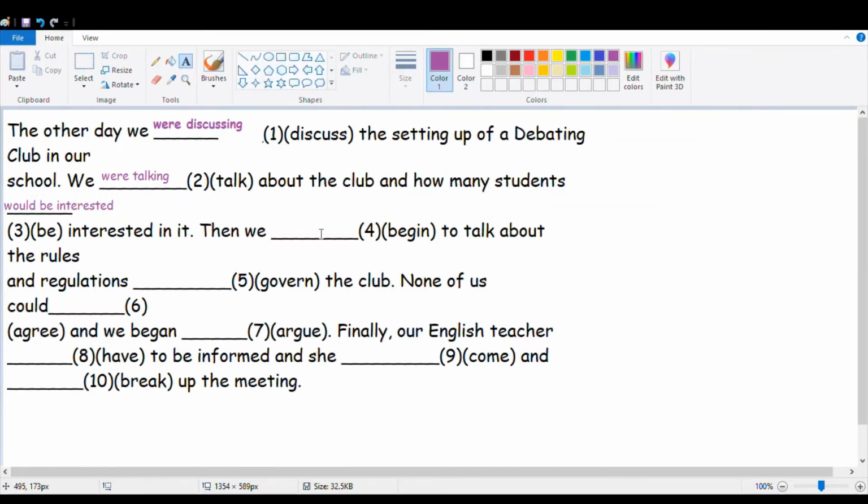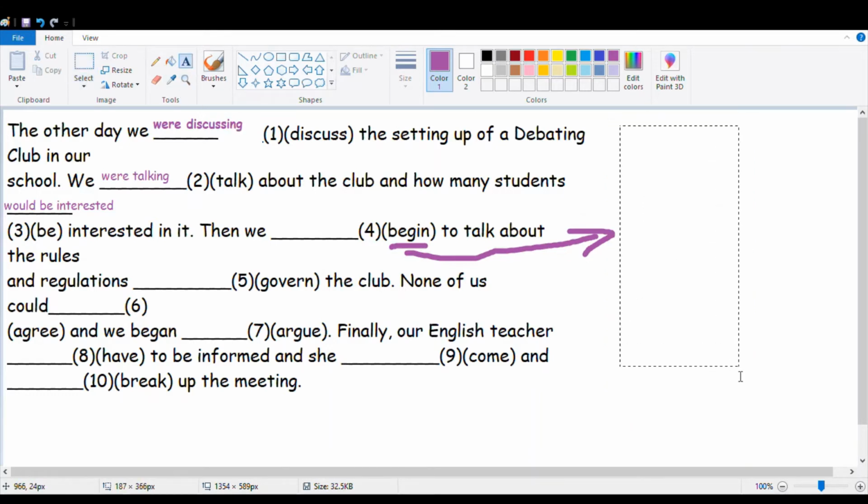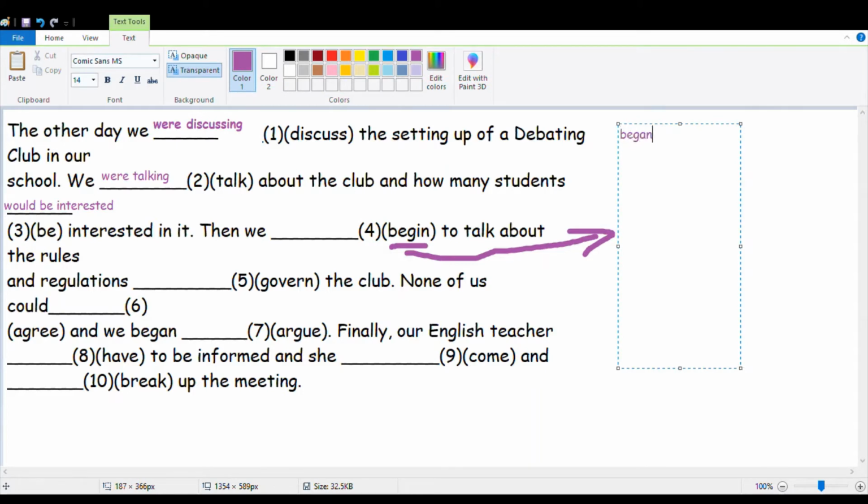Okay, we go on to number 4. So it says then we dash begin. Okay, so begin is our word, and it says begin to talk about the rules and regulations dash govern the club. Okay, so what are the different possibilities? Now we are still in the past tense, right? Still talking about something that has happened in the past. And what are the words that we can say? So we can talk about simple past tense, and then we began. That sounds pretty good. Skip your present, skip your future, begin, will begin.